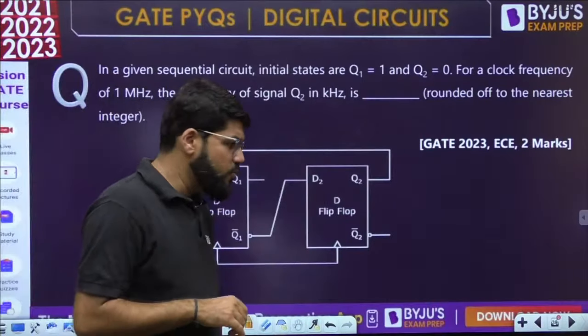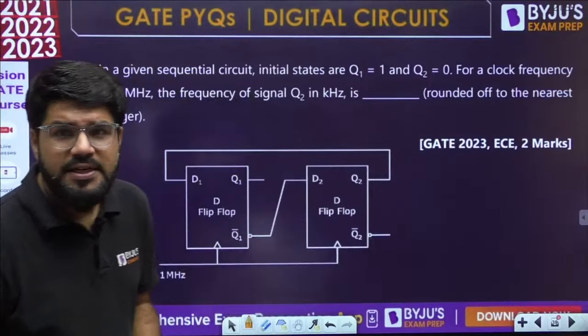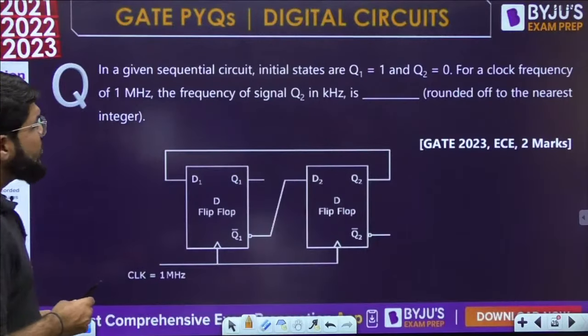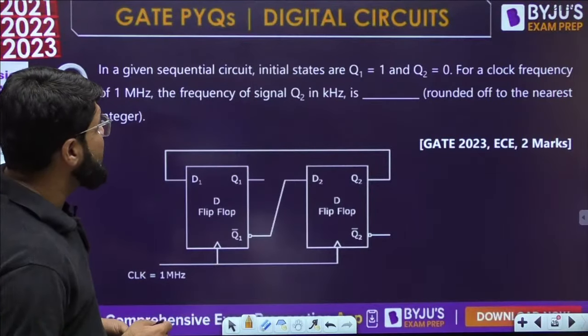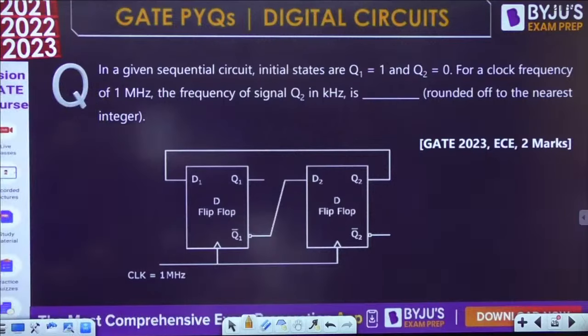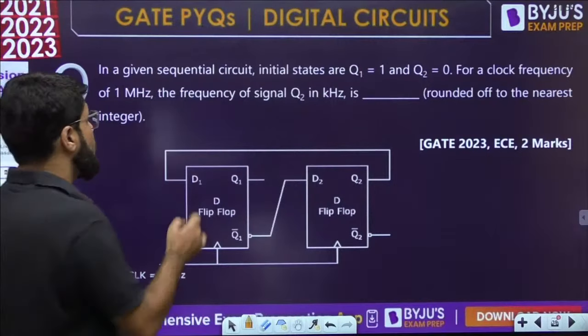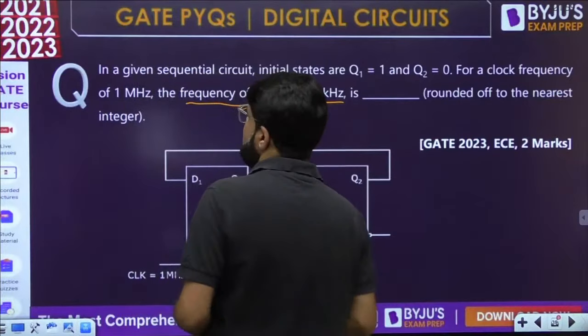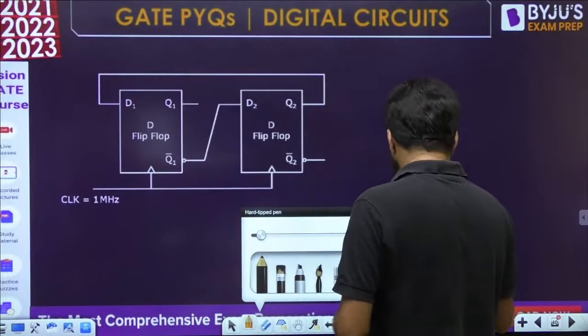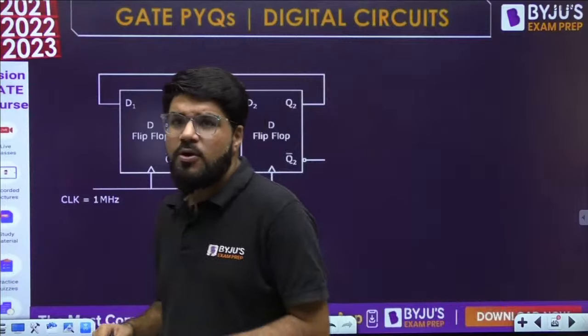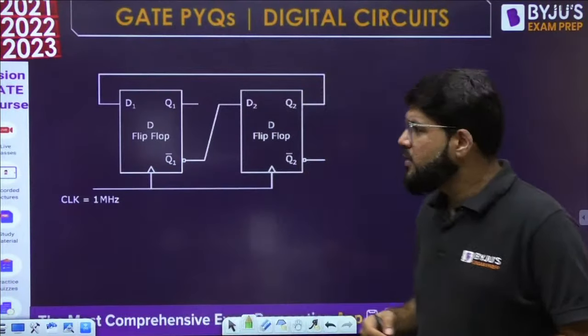Next question, 2023 current year ECE 2 marks question. In the given sequential circuit, initial states Q1 is 1 and Q2 is 0. For a clock frequency of 1 megahertz, what is the frequency of the signal Q2? Not only these 3 years, even if you go back, frequency and timing based questions are actually important.